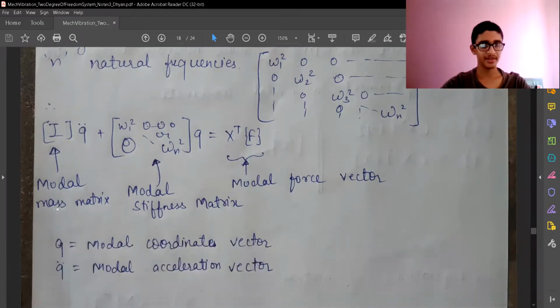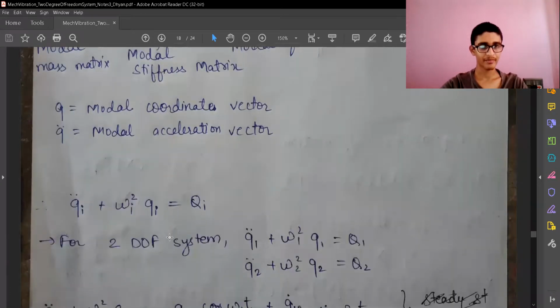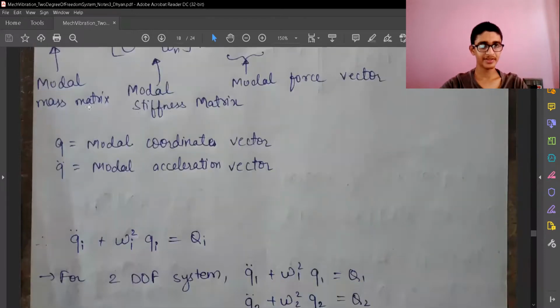The summary is: we have the modal mass matrix, the identity I, since it is normalized, otherwise we would have the mass matrix; the modal stiffness matrix, which is omega i square; and the modal force vector, which is X transpose f. We say modal everywhere because this is the new coordinate system, with modal coordinate vectors and a modal acceleration vector. So we have got that equation.